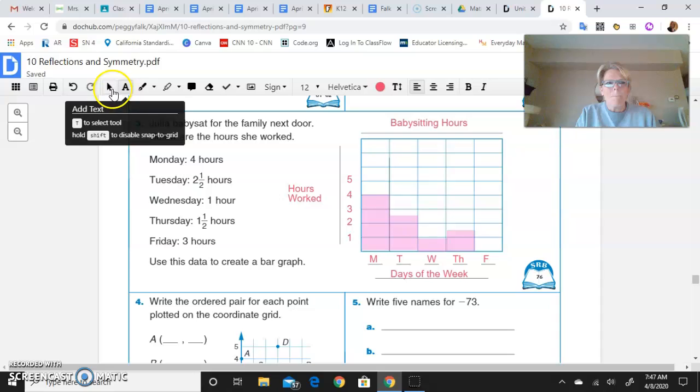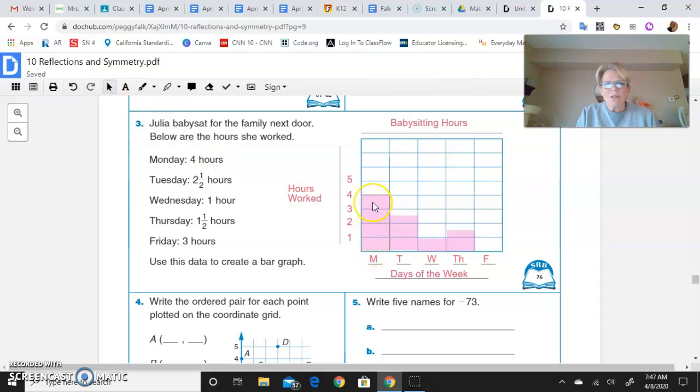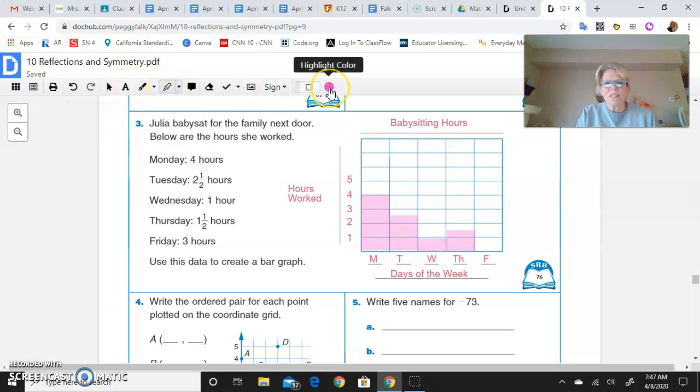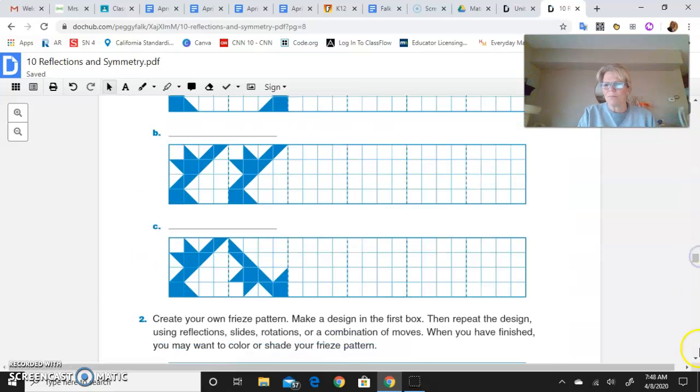So then on Monday, she worked 4 hours. Tuesday, she worked 2.5. Wednesday, she worked 1. Thursday, she worked 1.5. And I'll show you how to do this. I used the highlight tool and I picked this kind of purplish pink. So you start at the 0, and on Friday, she worked 3 hours. So I just went up to 3 and went over, and it fills it up for you. And then you can always move this around here if you need to. Kind of a cool little tool. Then I just go back to my cursor so I can't change anything. So there's the bar graph for Julia babysitting hours.